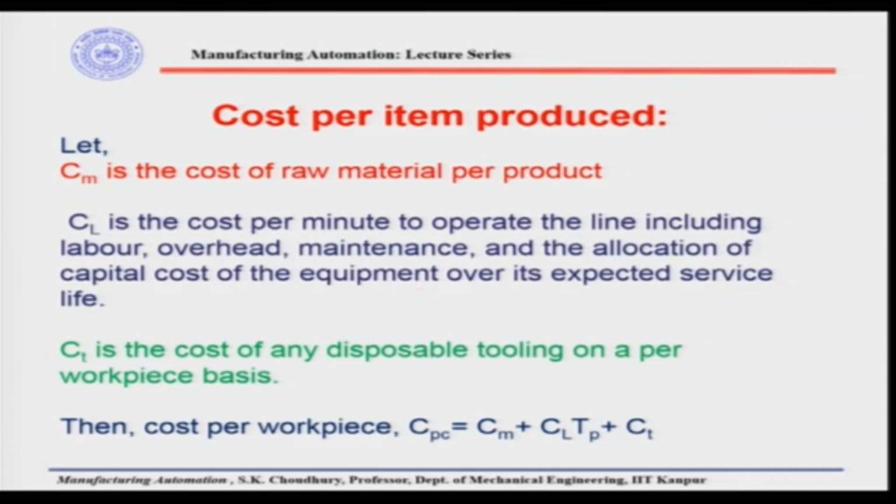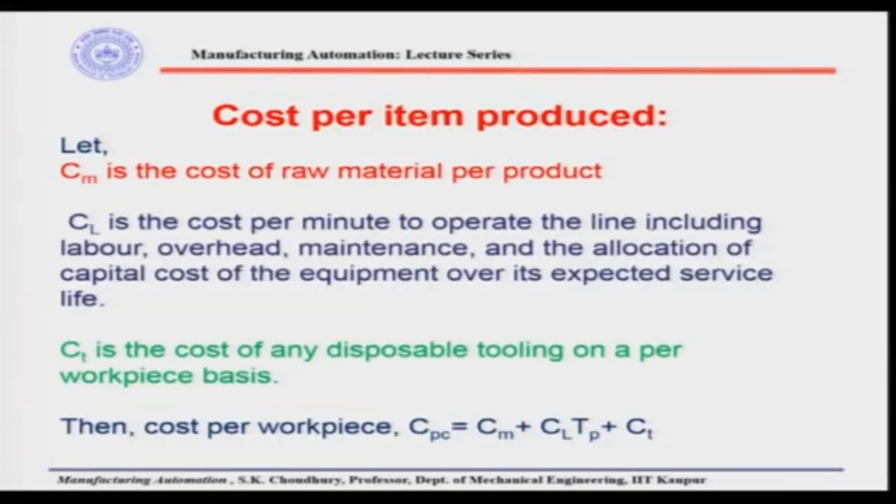Let me explain it to you. What is Cl? This will include how much money we are spending per minute to operate the line. How to find out that? We have installed the line, we have certain costs which have been incurred, and let us say it is given that the life of the line will be 10 years. So, we can find out the cost per minute, because we have the overall cost for installing the line and the line life is 10 years. That is one thing. This is the cost per minute to operate the line.